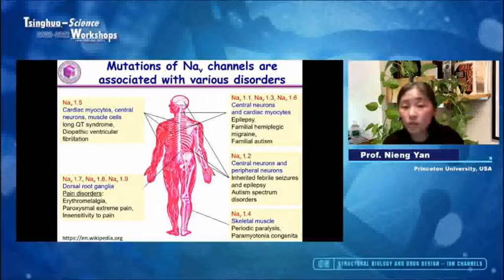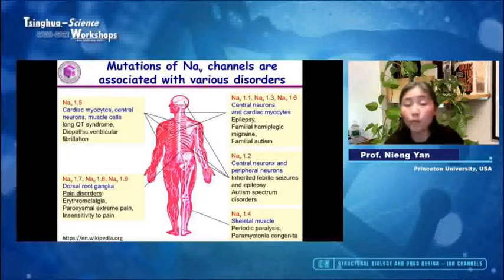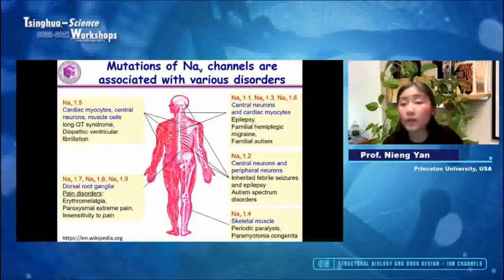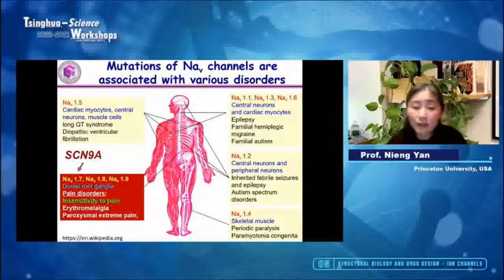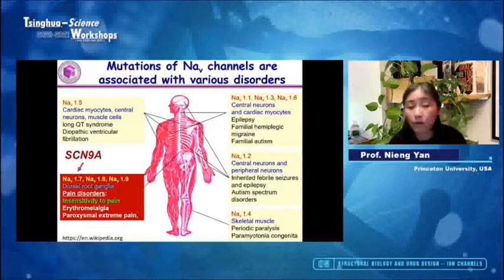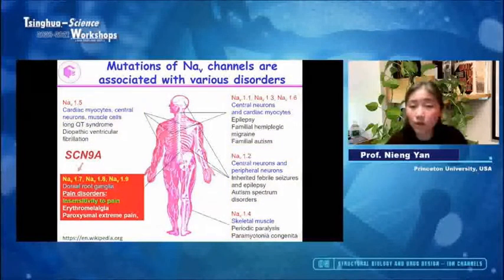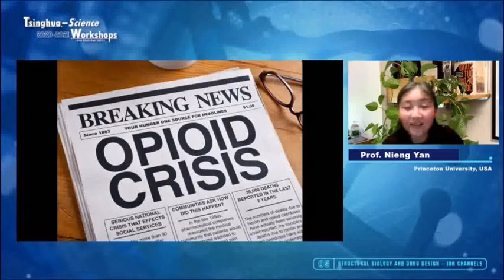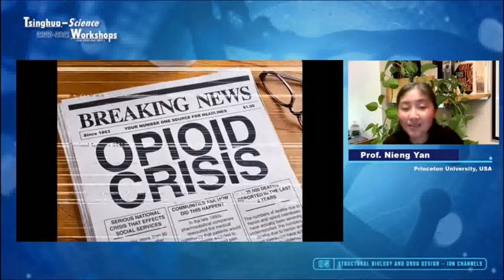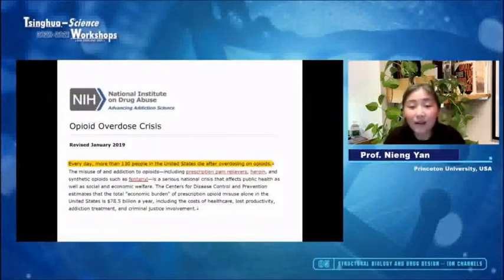mutations or misregulations of these channels are associated with a broad spectrum of disorders, depending on their specific tissue distribution. I will not go into details for each one. Among these, NaV1.7, NaV1.8, and NaV1.9 are known to be associated with pain disorders. So here's the story. Actually, before the pandemic, David probably knows that the opiate crisis has always made the headlines.